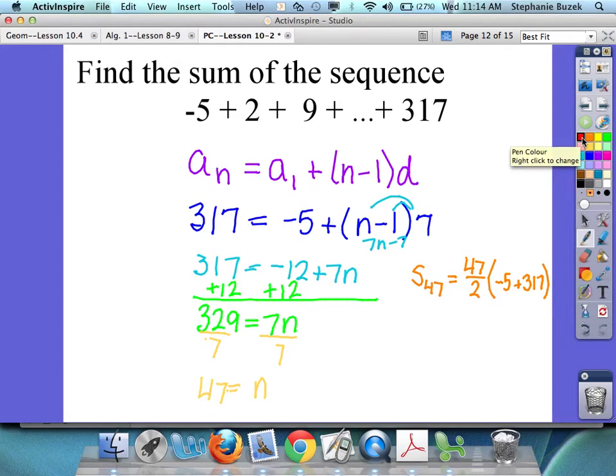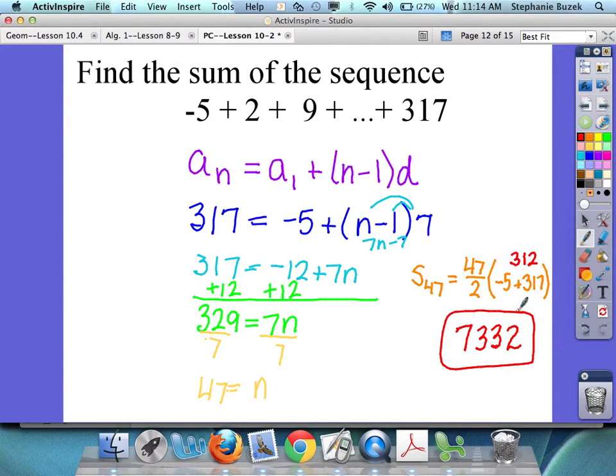Okay, so what is -5 plus 317? 312. So if I take 47 divided by 2 times 312, what is my sum going to be? Somebody else get 7,332? Okay, so there you go. So on some of these, you're going to have to do a little bit of background work before we can even plug it into the formula. Let's go and look at another one.